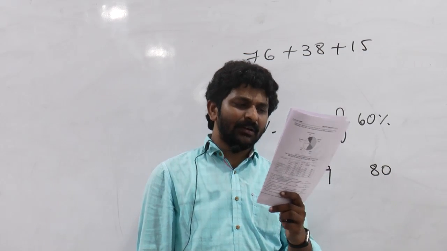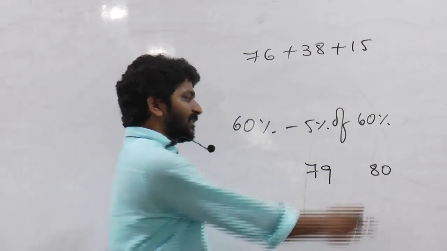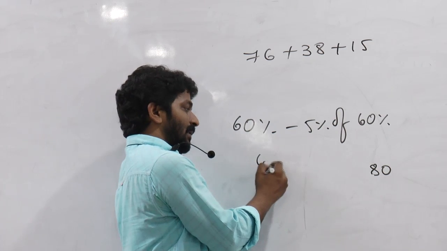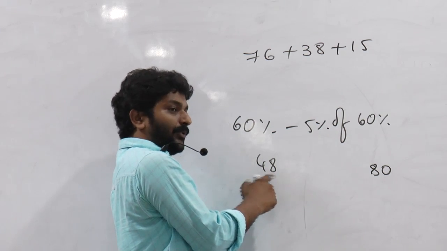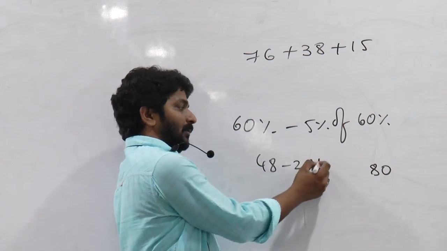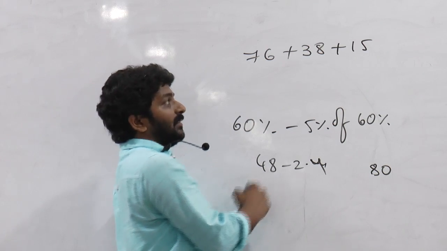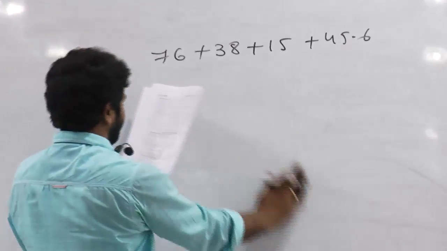Are these numbers very close to each other with a difference of 1 or 2? No, need not worry about it. Let's make it 80. 60% of 80? 48. Out of 48 you need to calculate 5%. 10% is 4.8, 5% is 2.4. Minus 2.4. How much is this? 45.6, plus 45.6.